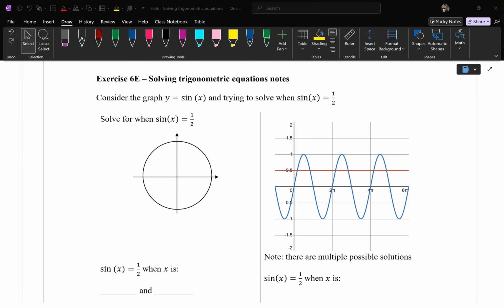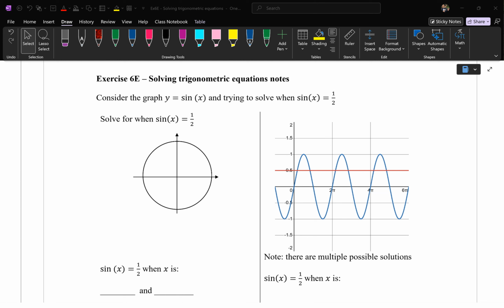Right, team, exercise 6E. Why did I jump to 6E and not do 6D in between? It's because I find exact values and symmetry properties link better to solving. If you know your exact values and your symmetry properties, you can then solve. If you can solve the equation, you can sketch. That's how it usually works.